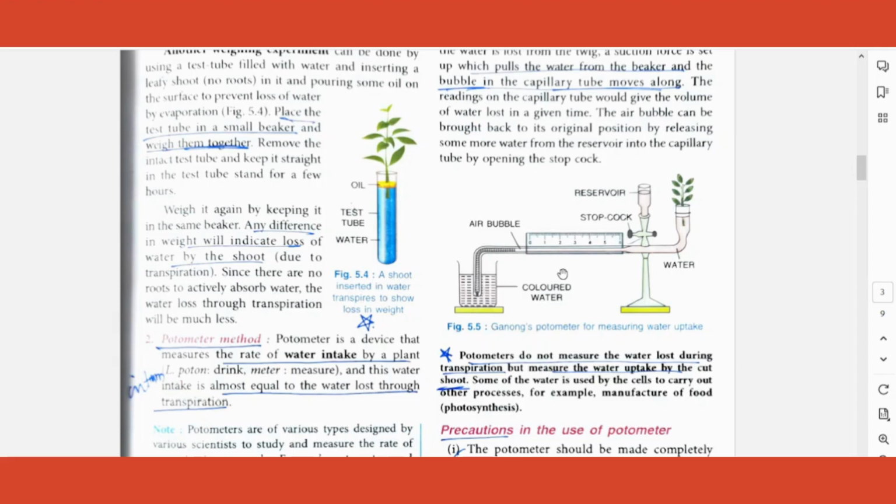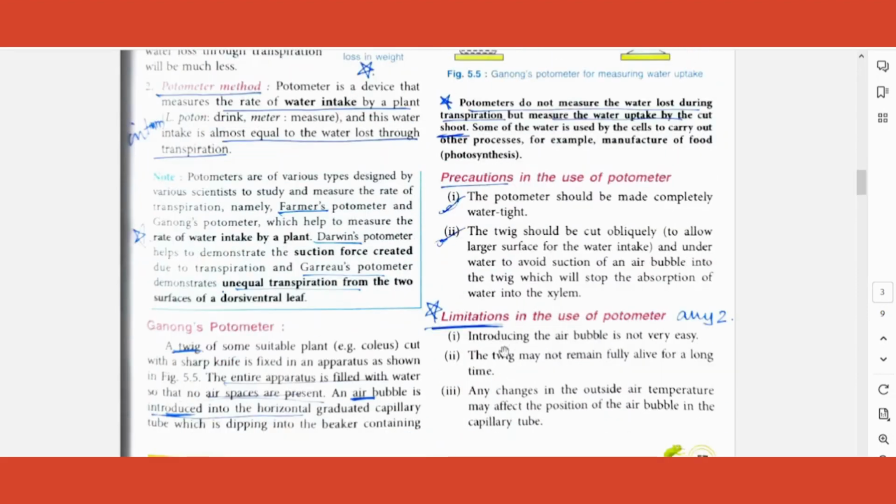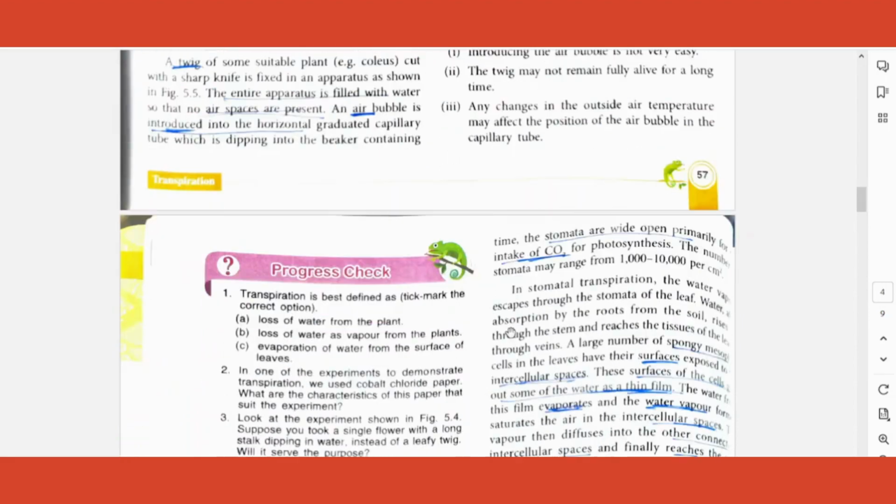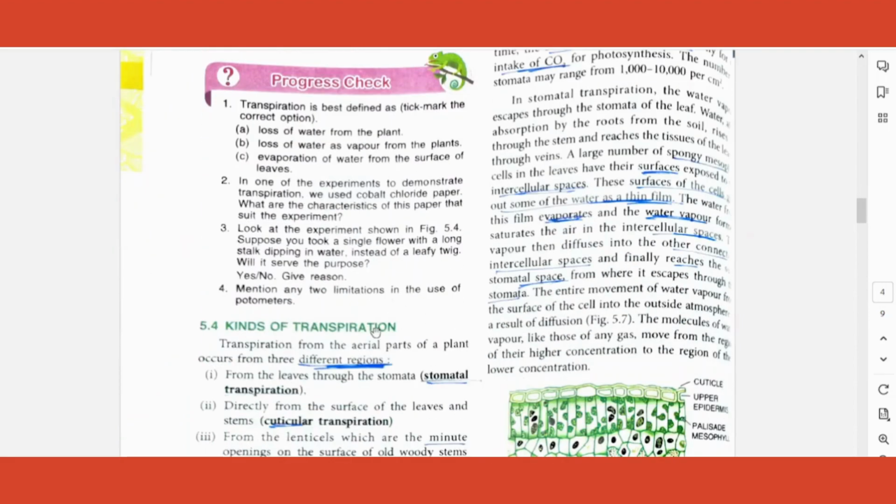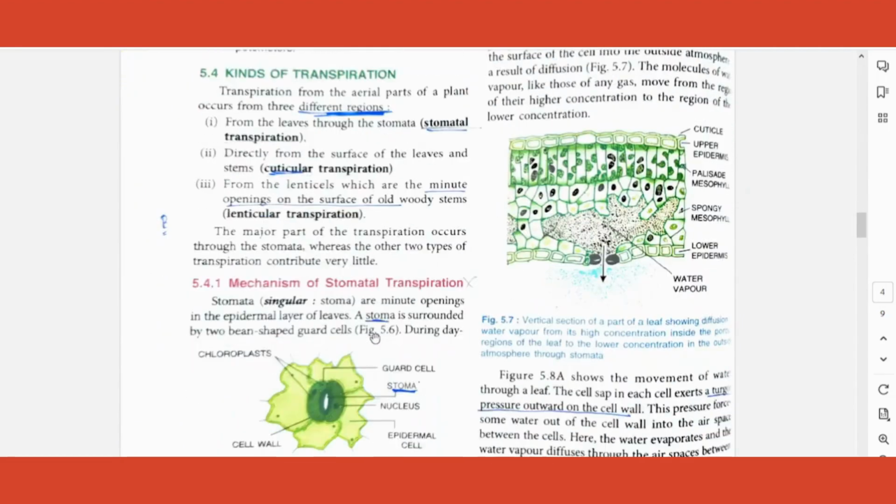But you are not checking transpiration directly. What are you indirectly checking? Directly you are checking water intake, the rate of water intake. And indirectly you can measure transpiration. Please underline those two points. Limitations is another favorite question in the board paper. Any two limitations of the potometer is definitely asked. Please study. We'll continue learning other parts of transpiration and kinds of transpiration in the next video.